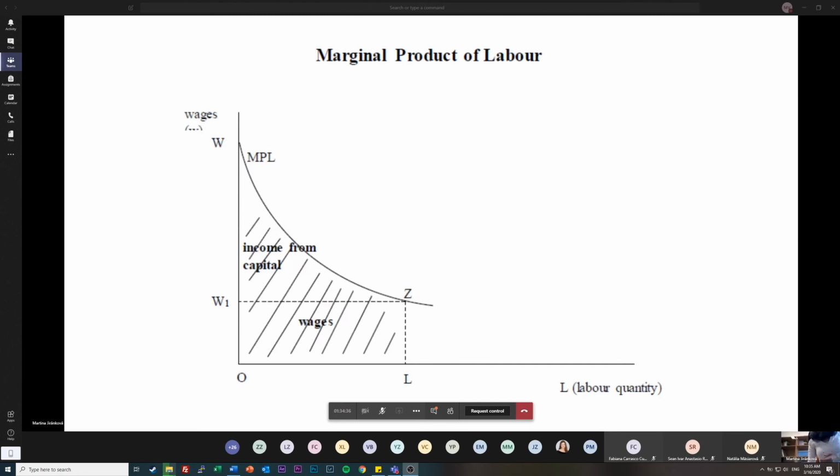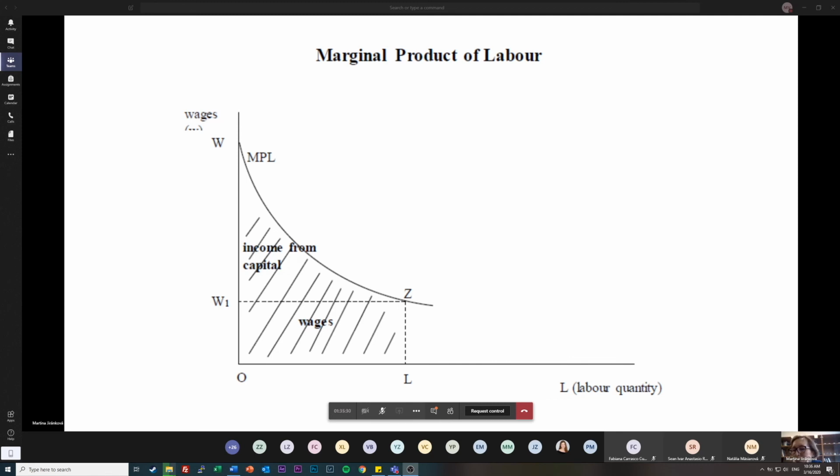Please draw this chart. There you can see on the vertical axis wages, and on the horizontal axis there is the labor quantity: how many people, how many jobs I have. Please draw this chart. I will wait a minute for you and then I will explain everything.